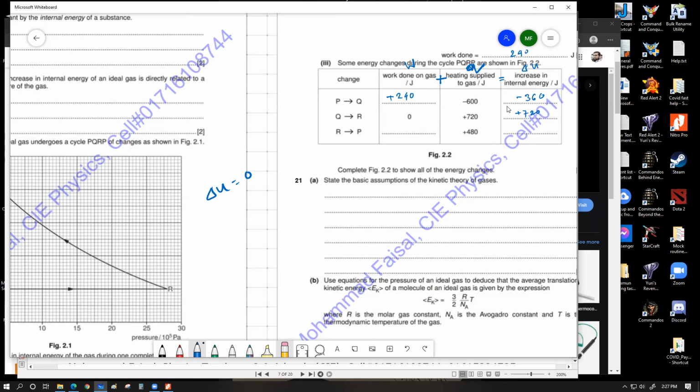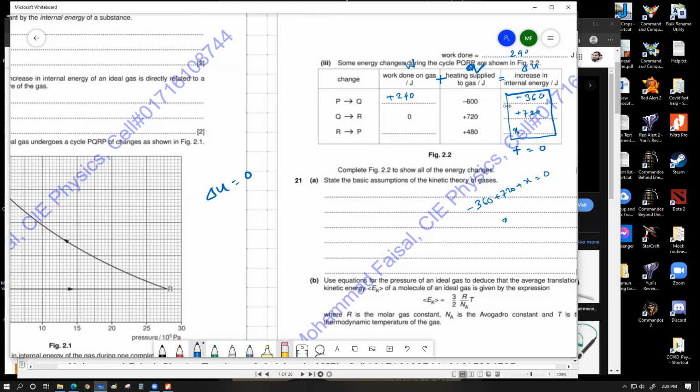The information that we have to take care of is that in the whole process of the cycle PQRP, the total amount of increase in internal energy should be 0, which means that the total sum of these three values, if you sum all of these, should be 0. So basically what I'm trying to say is that if this is an unknown, let's say this is X, this would mean that minus 360 plus 720 plus X, whatever that X is, should be equal to 0.